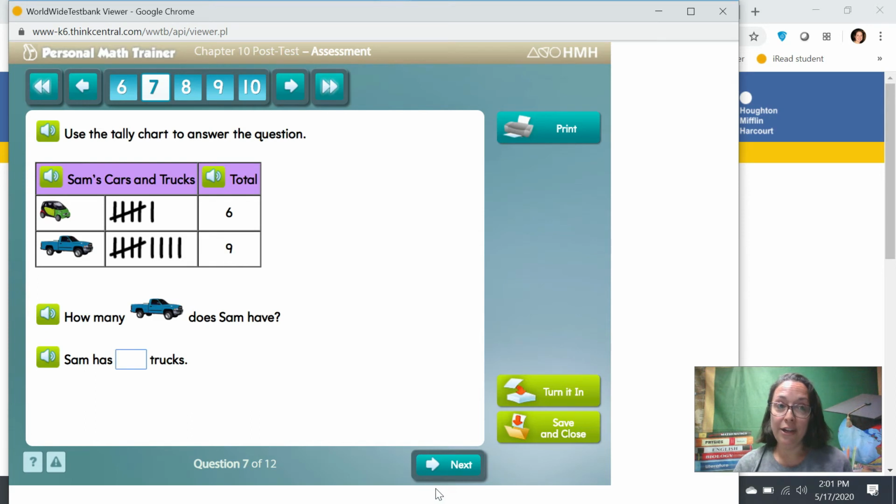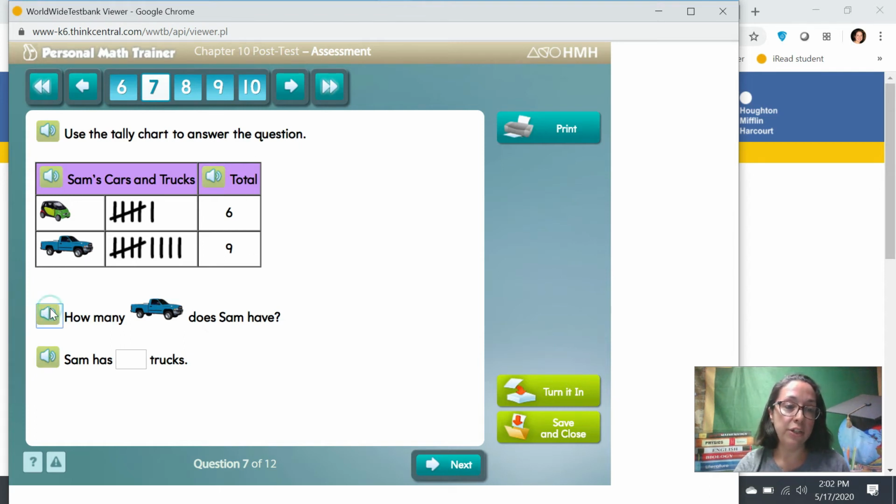All right, here's another type of graph. This is a tally chart. Otro tipo de gráfica. Use the tally chart to answer the question. Ok, vamos a usar esta gráfica. Sam's cars and trucks. Total. Ok, so el título es Los carros y camiones de Sam y aquí tiene el total.